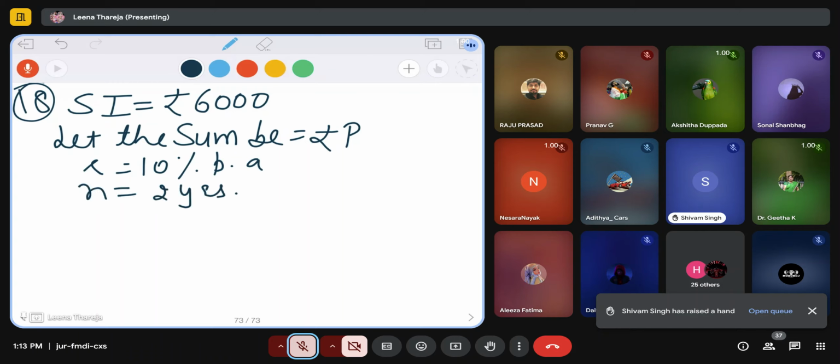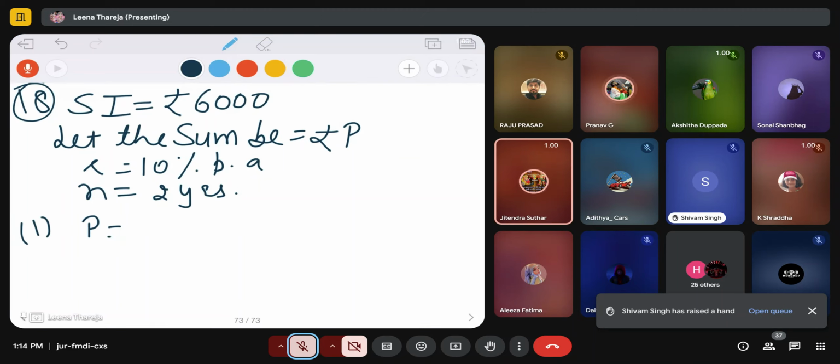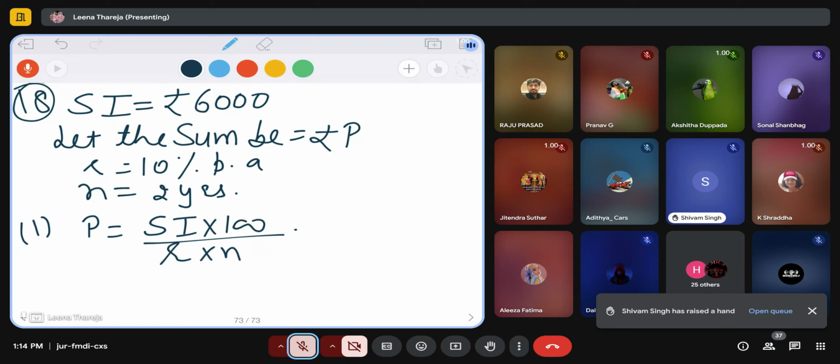If you are having simple interest, can you calculate P? Do you have direct formula to calculate P? You must have learnt last year. What is the formula to get the P? SI into 100 divided by RT. Here if I am using N, you can write it N. SI is 6,000 into 100. R is 10, time is 2. You can get the principal. This is what they have asked. Find the sum.